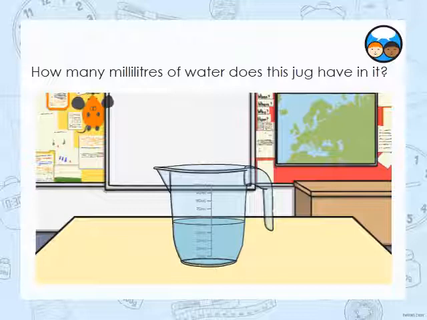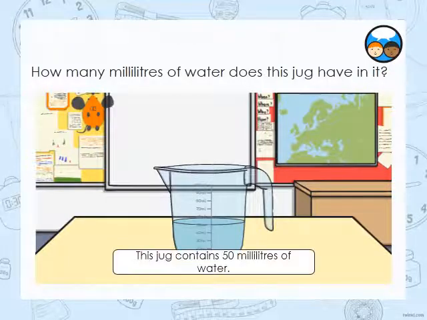Another example. How many milliliters of water does this jug have in it? Again, look at the numbers on the jug. You can find the answer. We have 10 milliliters till 100 milliliters. Look, the water stopped at which number? Stopped at 50. It means that we have 50 milliliters of water. This jug contains 50 milliliters of water.